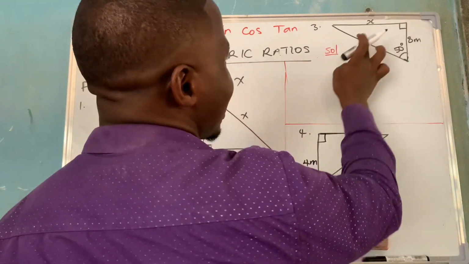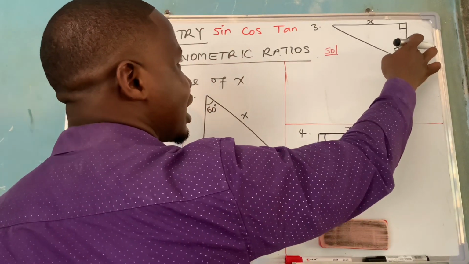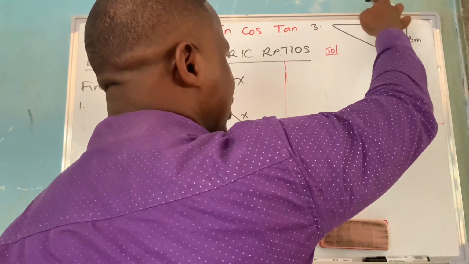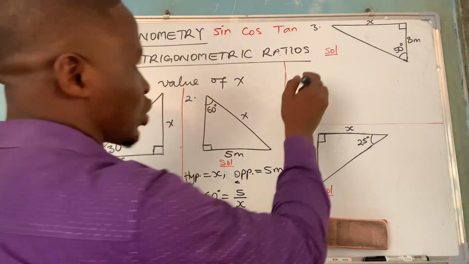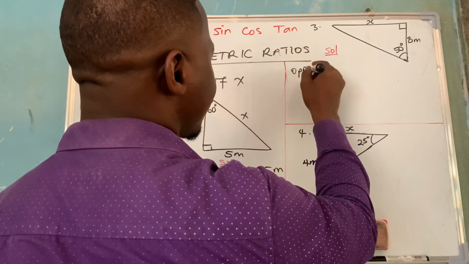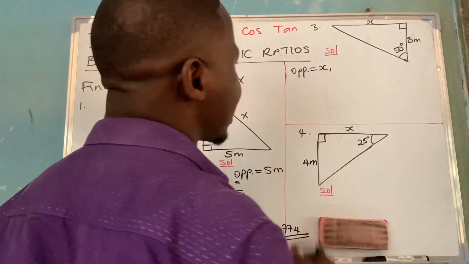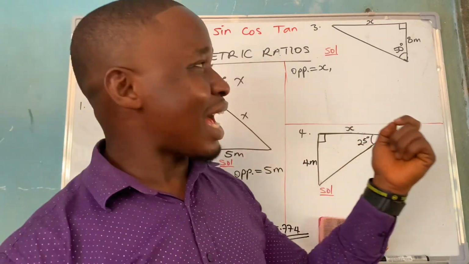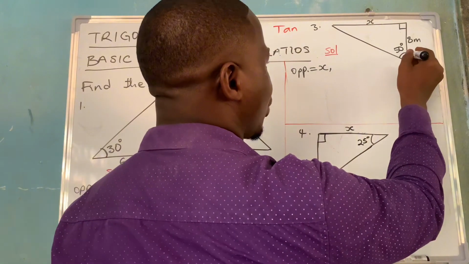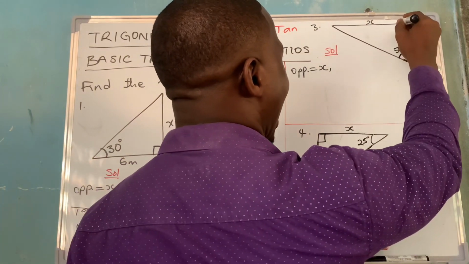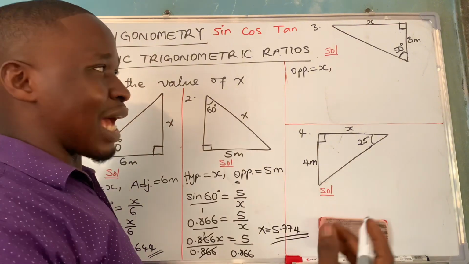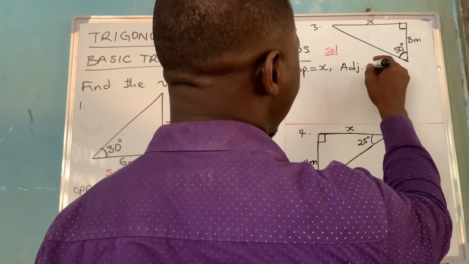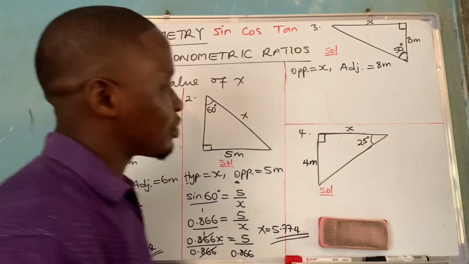But side x is the side that is facing the given angle. Remember in our last video, any side that is facing the given angle is what we call the opposite side. The opposite is x. Now we are also given 8 meters. 8 meters is the side that lies between the given angle and the right angle. And that side is what we call the adjacent side. So the adjacent side is 8 meters.